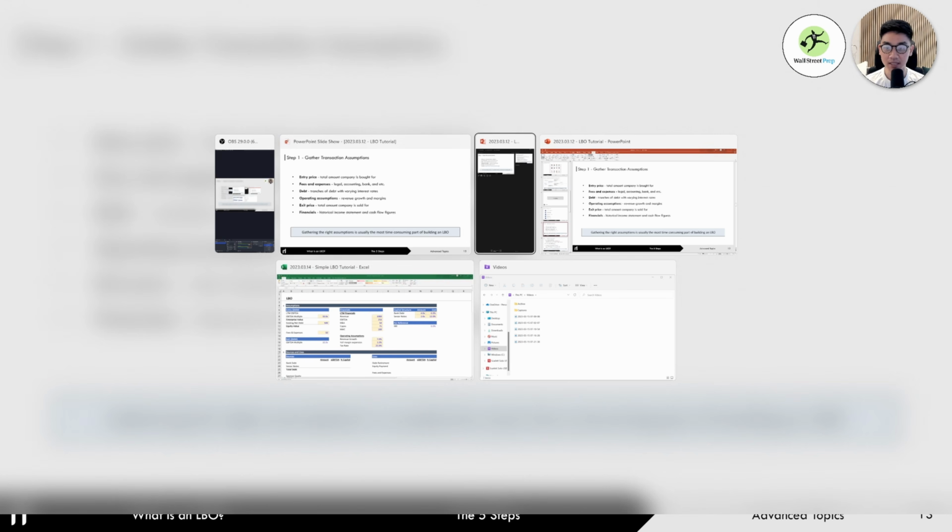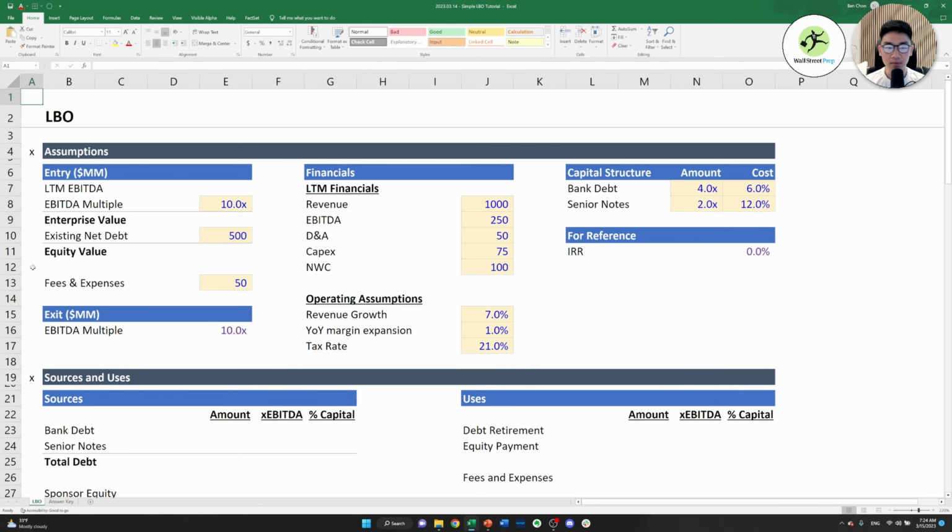And now let's jump into the Excel to really crystallize what all this looks like. So I've gathered here in this first section a lot of the key transaction assumptions that we're going to use. And we're actually going to build out a little bit here to start building out the model. So as you can see, there's the entry assumptions, exit, financials, operating assumptions, capital structure, basically your debt assumptions. And for reference, later when we calculate our IRR, this will populate, but right now it's at 0.